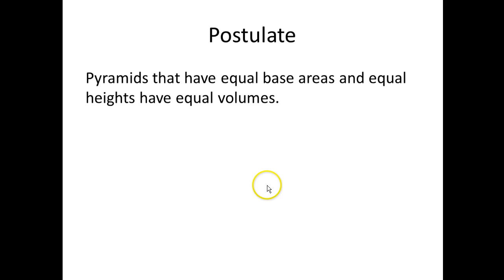This postulate is going to help us develop a formula for the volume of a general pyramid, and it states this: pyramids that have equal base areas and equal heights have identical volumes. So any two pyramids that have equal base areas, which doesn't necessarily mean they have the same base shape, as long as they have the same base areas and equal heights, then they're going to have equal volumes, just like we showed is true for two triangles that have the same base and same height. The same thing applies to pyramids. If two pyramids have the same exact base area and the same exact height, then they're going to have the exact same volume.